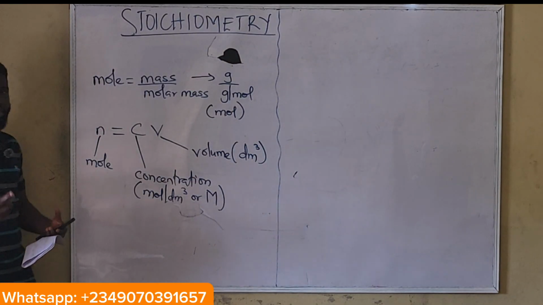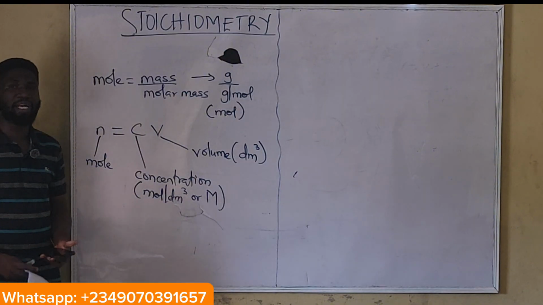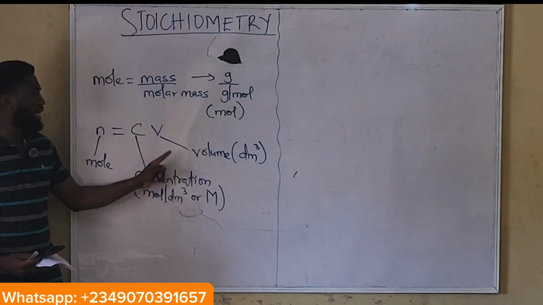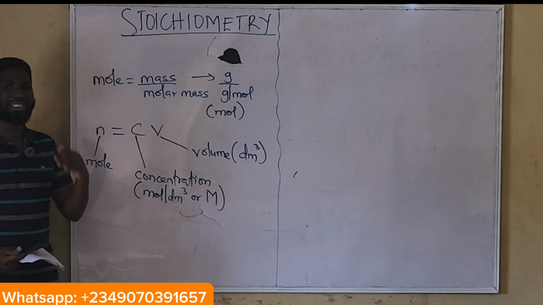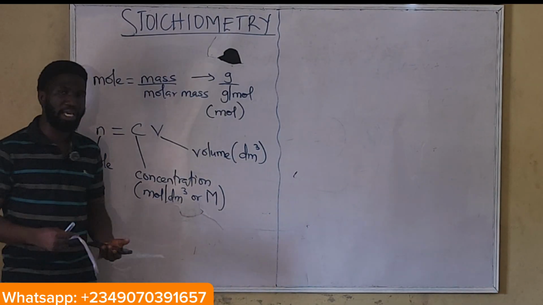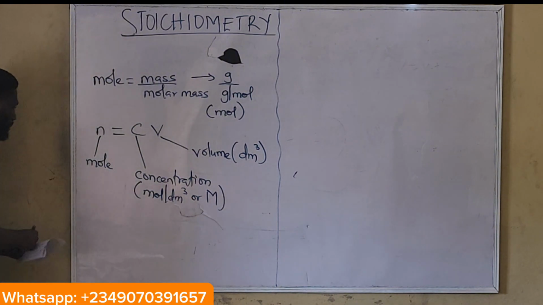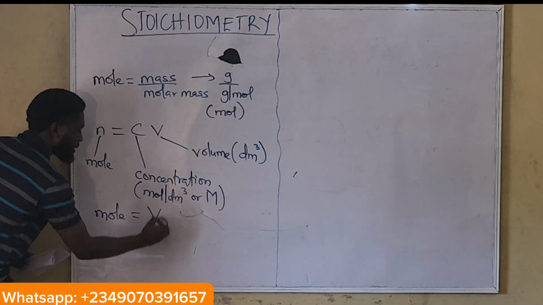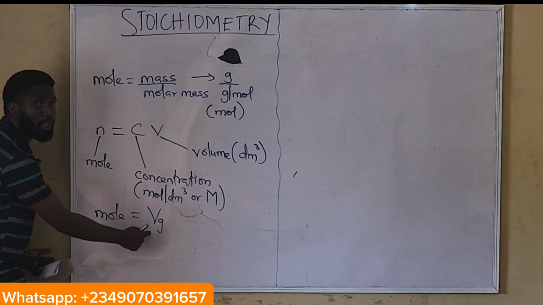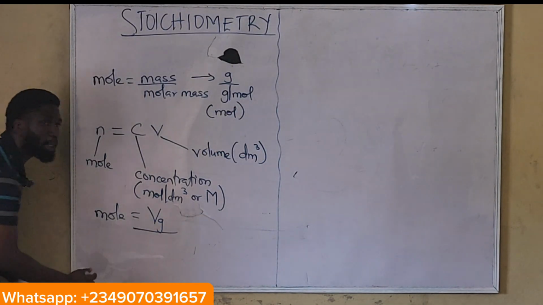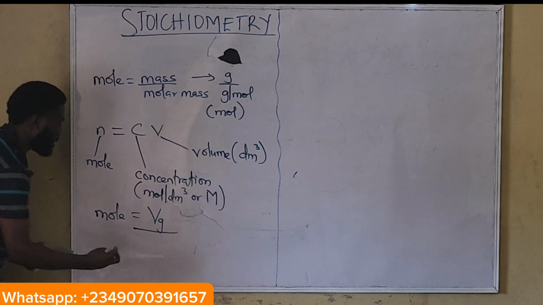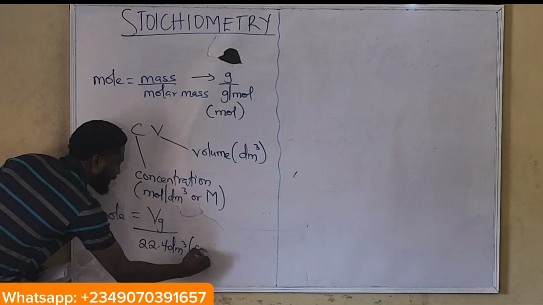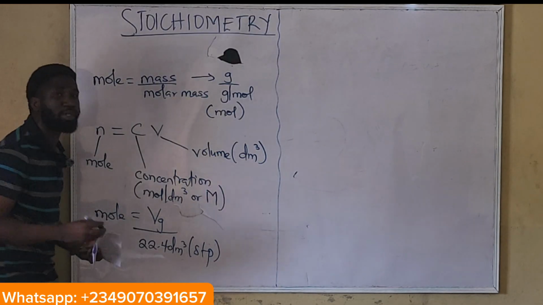Mole equals CV. The C means concentration, and it has its unit to be mole per dm cube or molarity. And V means volume, which has its unit to be dm cube. And the last one is mole equals volume of gas over volume at STP, and that means 22.4 dm cube. This is the volume at STP, that is standard temperature and pressure.